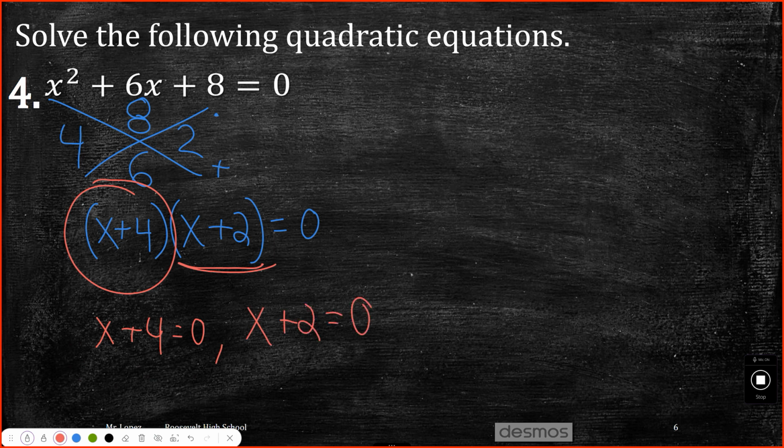And then I solve for x. How do I get the x by itself? Subtract 4 from both sides. So x is equal to what? That's what we just said without doing any work. And what do I do here? Minus 2 is going to be x equals what?